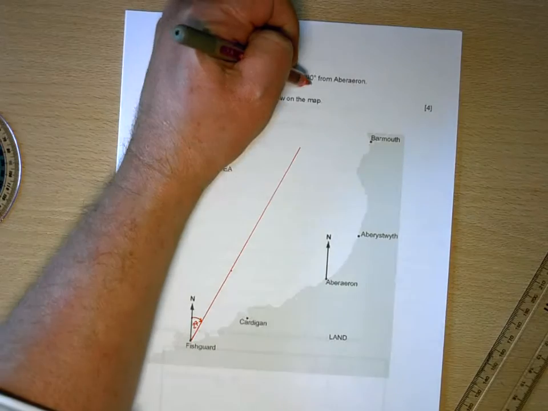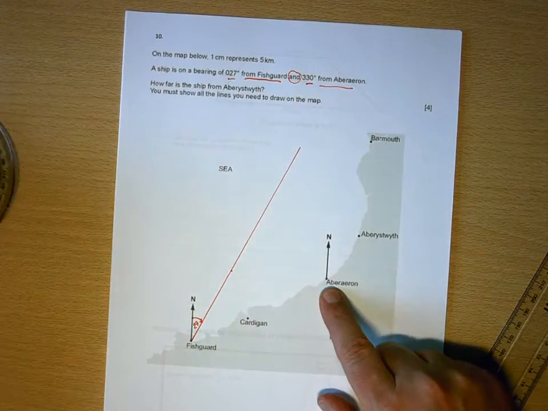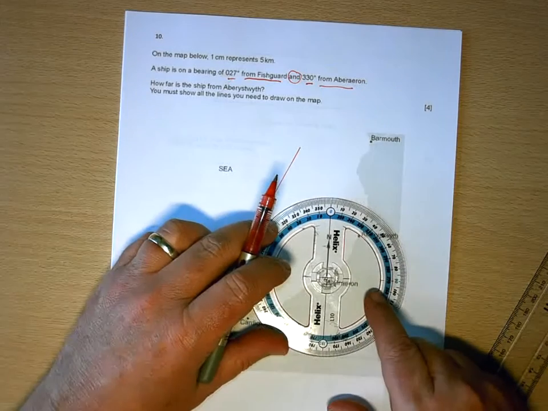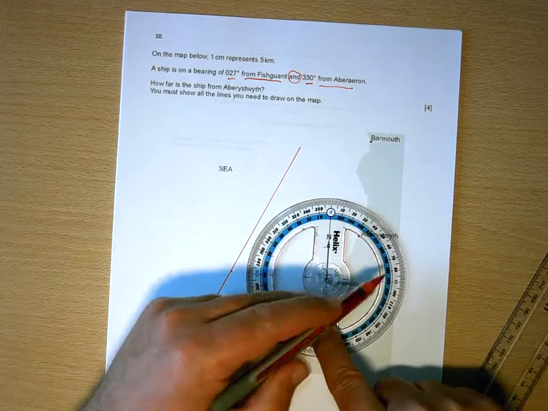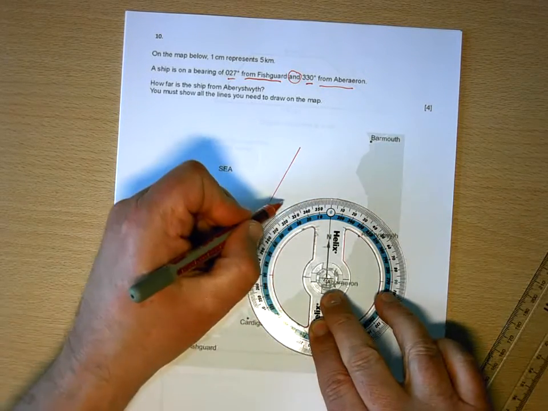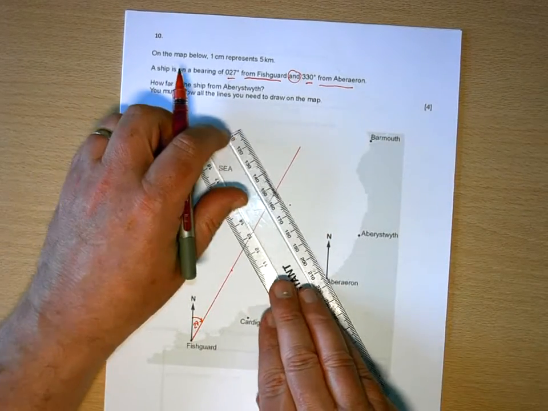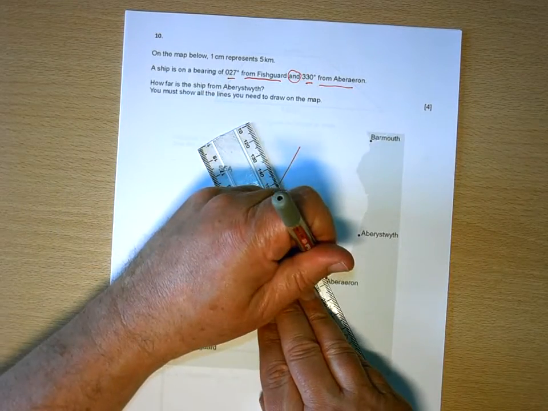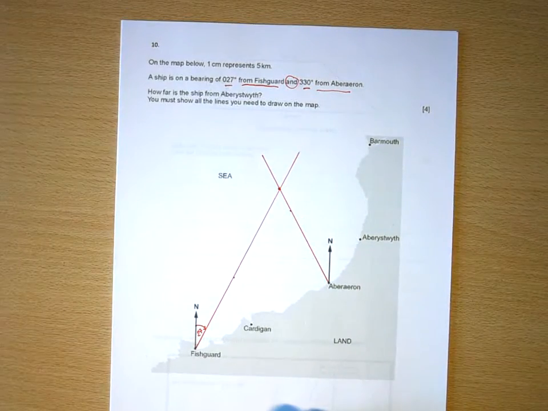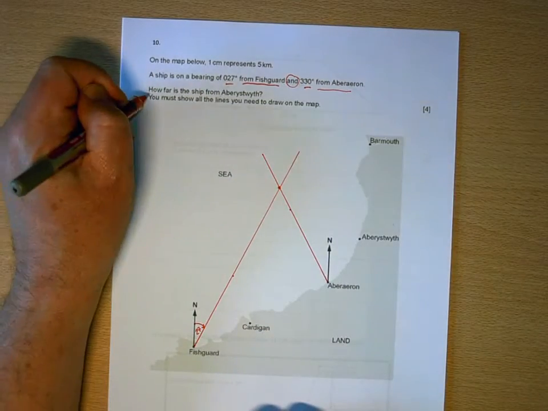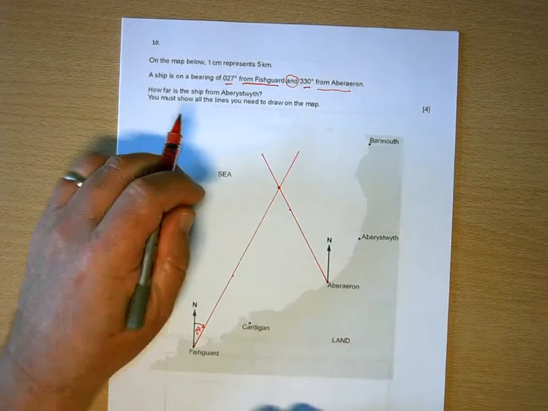And 330 from Aberaeron. Aberaeron is there. 0 is there, and 330 around the outside takes us back to there. So the ship is there where the two lines cross. How far is the ship from Aberystwyth? Well, Aberystwyth is there.